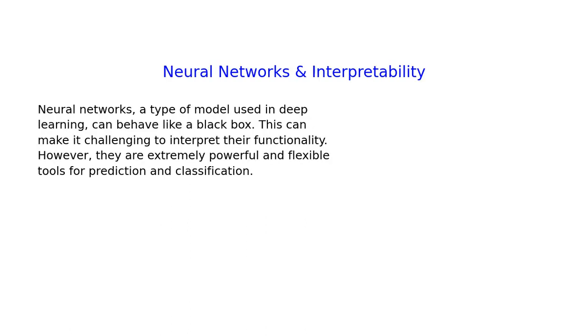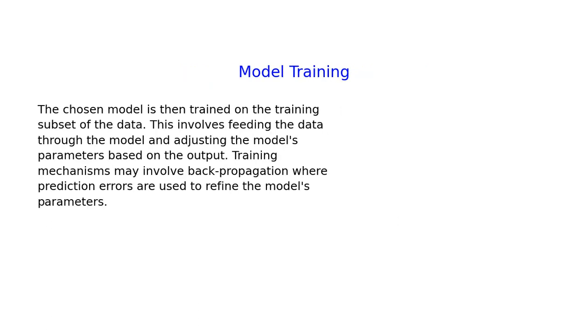Neural networks, a type of model used in deep learning, can behave like a black box. This can make it challenging to interpret their functionality. However, they are extremely powerful and flexible tools for prediction and classification. The chosen model is then trained on the training subset of the data. This involves feeding the data through the model and adjusting the model's parameters based on the output. Training mechanisms may involve backpropagation, where prediction errors are used to refine the model's parameters.